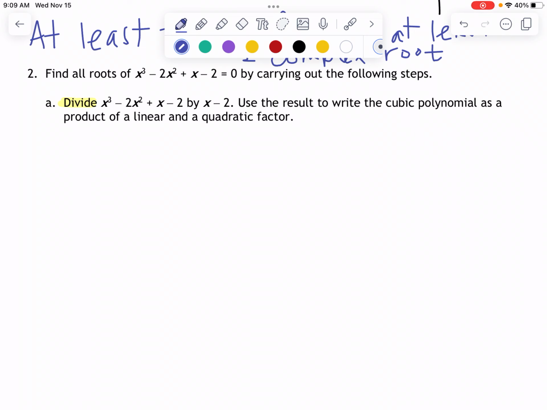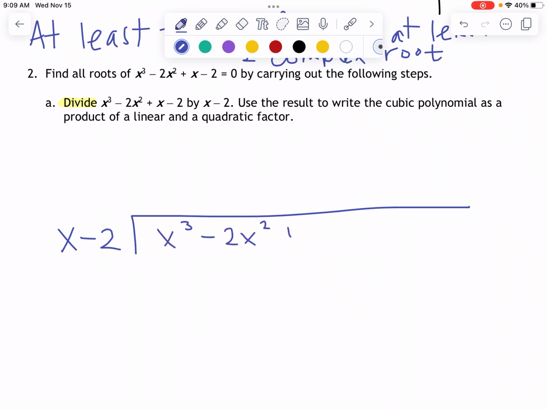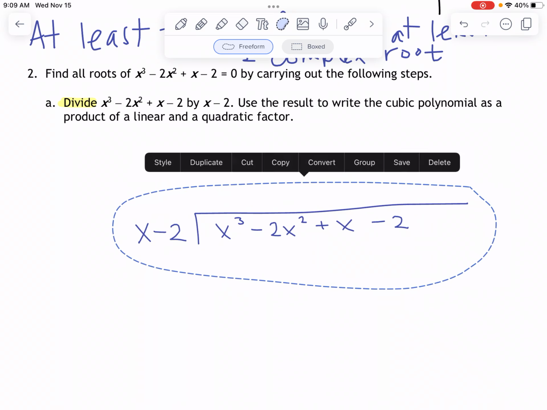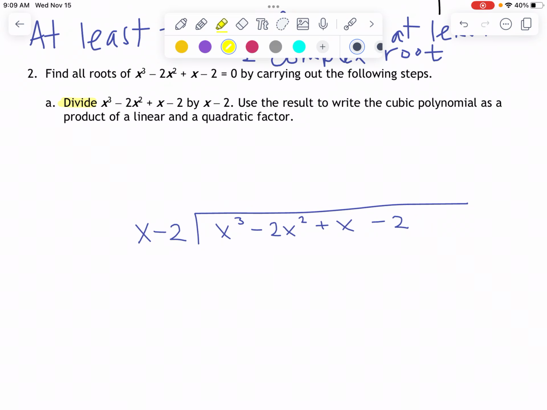All right, and it's going to look a little funky, but it's very similar to what you learned about when you learned how to divide numbers back in the day. So I'm going to take x minus 2, and I'm going to divide that into x cubed minus 2x squared plus x minus 2. All right, so I've set this up. All right, and I'm going to start by looking at just the x, hanging out as my divisor. All right, and I'm going to look at this x cubed.